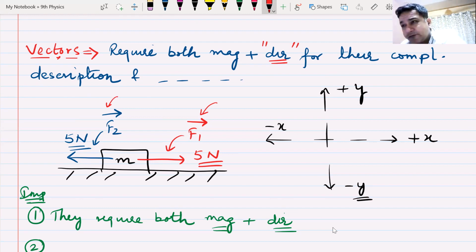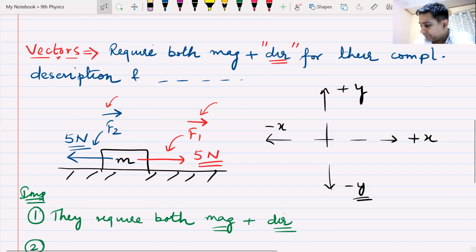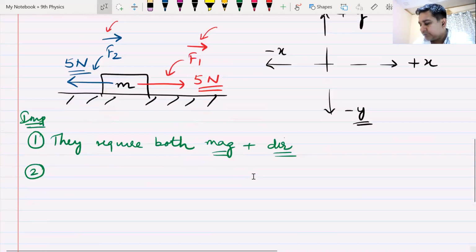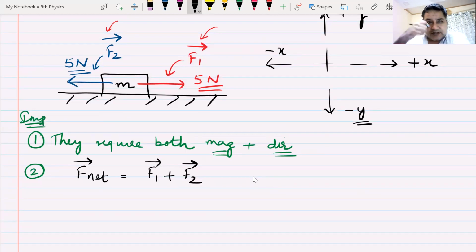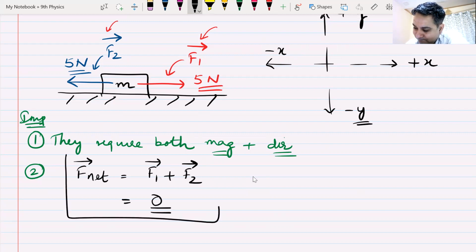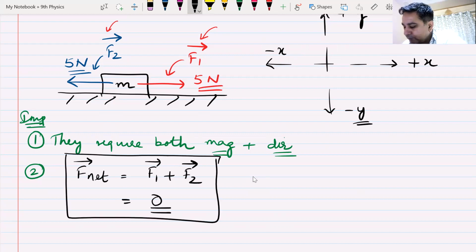If I ask you what is the net force acting on the body, what will you say? You will say that the net force acting on the body, which is again a vector, is the sum of these two forces. It's always the sum of these two forces. In this case, one force is backwards, the other force is forward. The net force becomes 0. Yes or no? Yes, sir.